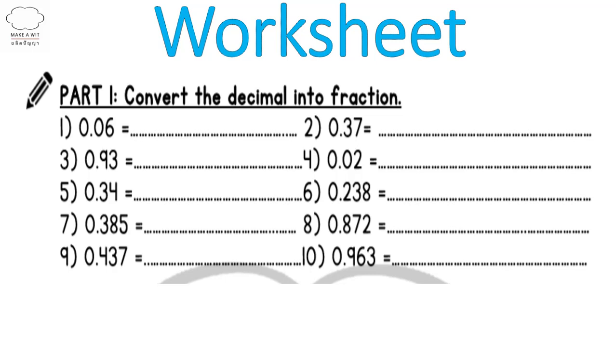Okay, I will give you a little hint if you don't remember. 0.06. How many decimal places are there? There are 1 and 2. So with 2 decimal places, how many zeros do we have to write for the denominator? 1 zero or 2 zeros? If 2 zeros, is it over 10 or over 100? Okay, do it by yourself. Try to do it by yourself, okay?